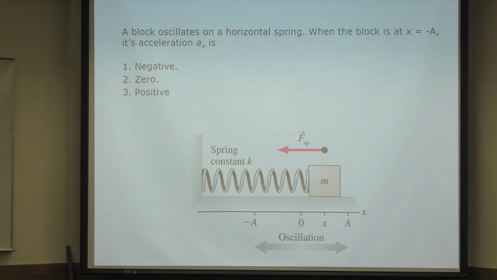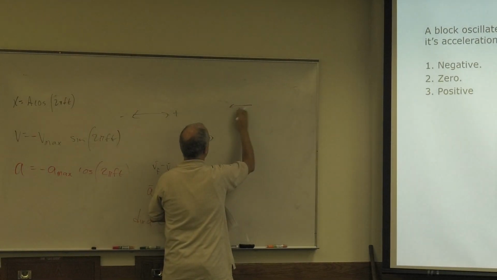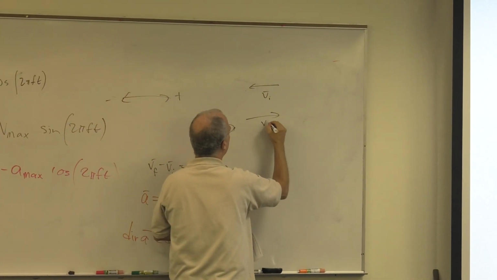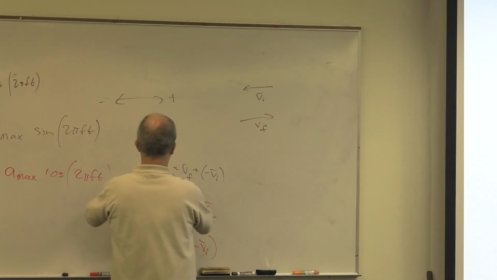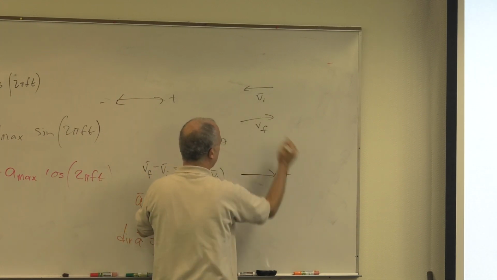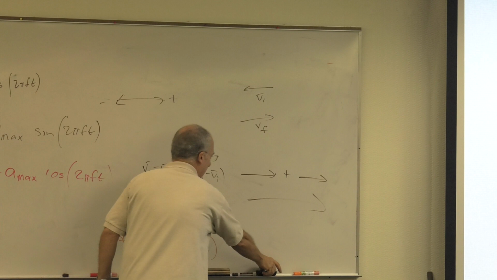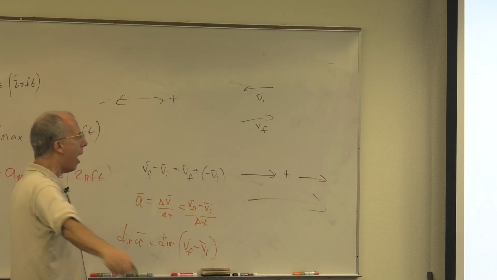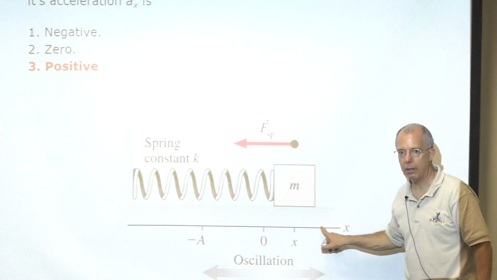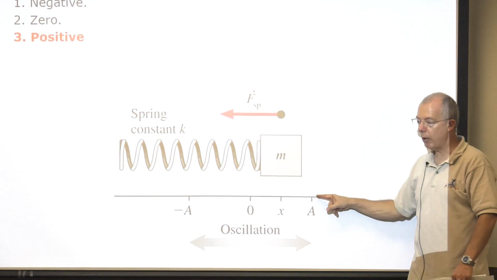Okay, you're back. So right before it gets to minus a, it's going this way. So that's a V initial. And then it stops and it turns that way. So that's V final. So V final minus V initial is this plus a negative that, which is that, which is that. Right? So the acceleration at x equals minus a is positive. And I hope you can figure out what's going to be the sign of the acceleration here. So V initial would be this way, V final would be that way, so the acceleration here would be negative.